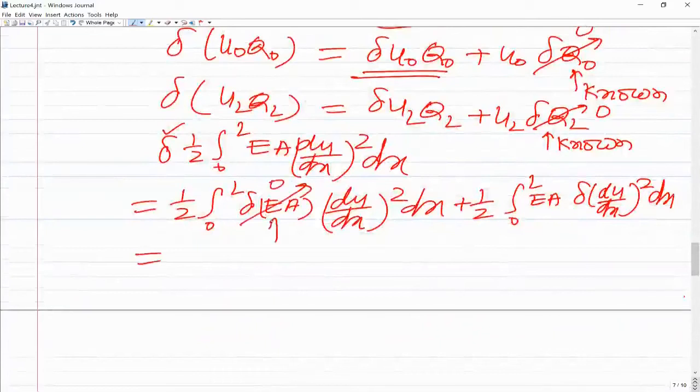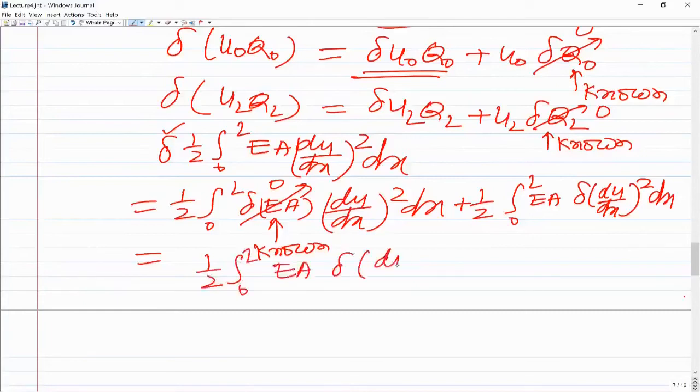Why? Because EA is a known quantity. We know a priori what is Young's modulus, what is the material of the rod, and what is its cross sectional area, how it is varying. Although they could be functions of x, they are known, so their variation is 0. So then what we will be left with is half integral 0 to L EA into delta of du by dx whole square dx. So this is what we will be left with.